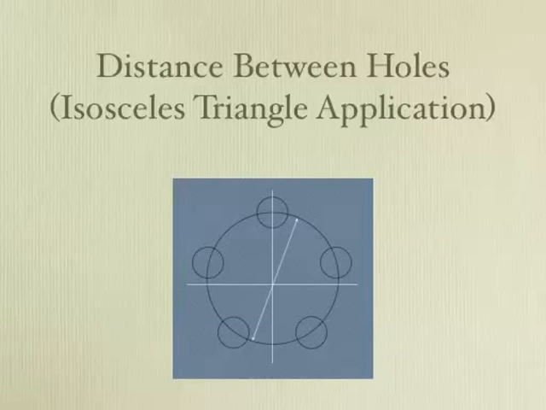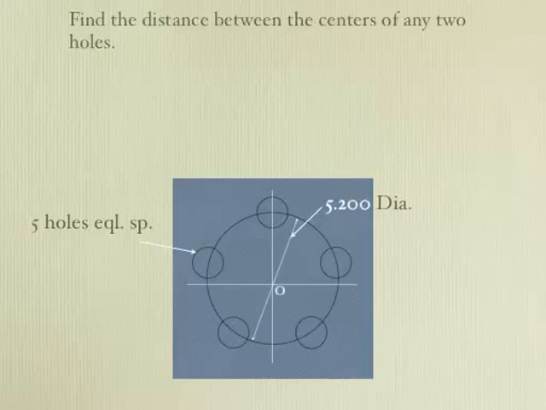In this example, we're trying to find the distance between two holes on a bolt circle, where we have 5 holes equally spaced on a bolt circle of 5.200 diameter. We want to find the distance, again, between the centers of any two holes. Let's choose the holes A and B. What's the distance between the centers of those two holes?